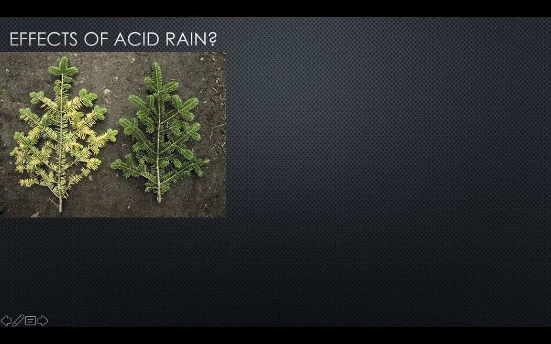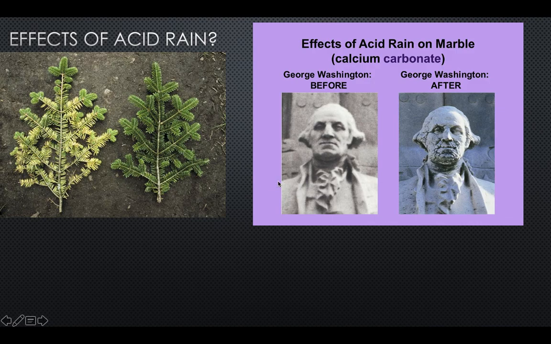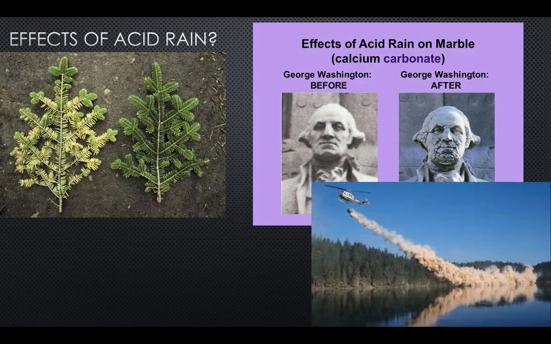Here's some visuals. So here we have a fir tree that is affected by acid rain. So you can see it's not very healthy looking. It's not nice and green compared to the regular one. Here's a statue of George Washington before and then after years of exposure to acid rain. So if it can do this to George Washington's face, it can certainly do that to any building made of stone, marble, etc. In Australia, this was actually done. This lake had become acidified from acid rain, so they're actually dropping lime into it so that they can neutralize that acid.